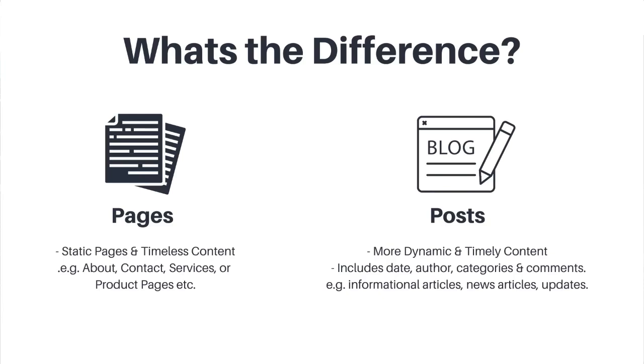Your post is going to be more dynamic and more timely content. It generally includes a date, an author, and you can also categorize it in different categories. And generally there's a comment section where people can leave a comment. So this could be informational articles such as how to do certain things, for example, how to lose weight, how to make fried rice. It could also be review content, for example, a product review. For example, you might be searching for the latest printer and you might want to learn whether or not that printer is good for you. That's probably going to be a blog post. It could also be news articles or general updates about your business.